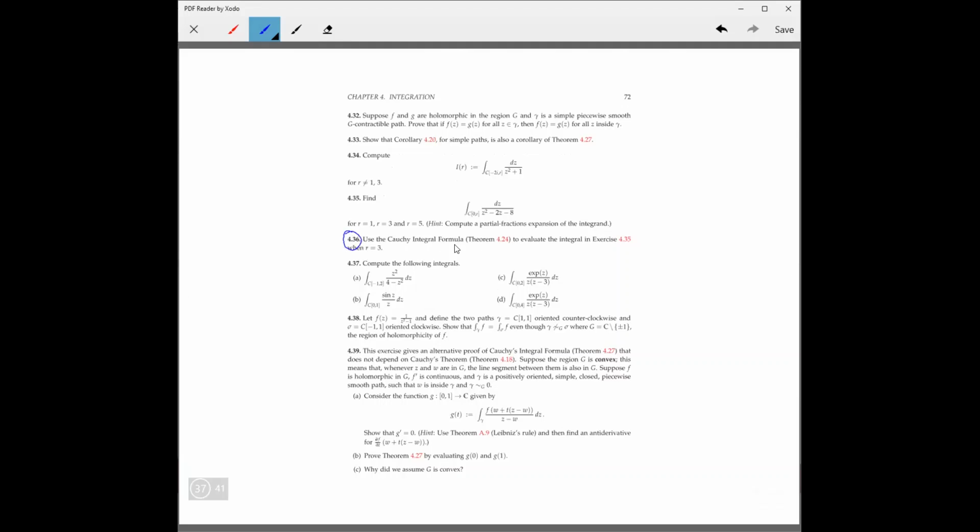Okay, so this one right here. Use Cauchy integral to evaluate the integral. So you're looking at this integral, the integral around the circle of dz over... You can factor the denominator into z minus 4 and also z plus 2, right? That factors into those two.